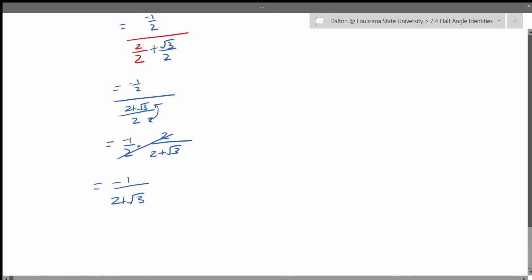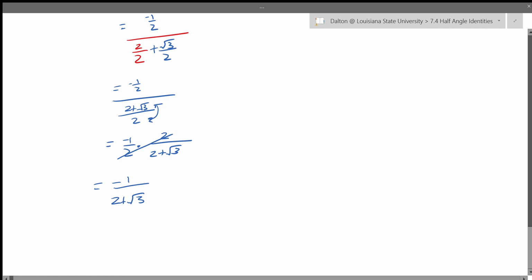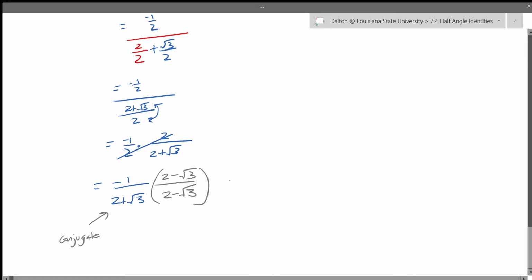And though it looks a lot simpler, it's actually not done because we have a radical in the denominator and that's not allowed in math. So if I multiply it by the conjugate of the denominator, that means if the denominator is 2 plus the square root of 3, I'm going to multiply it by 2 minus the square root of 3 over itself. And then I'm going to multiply straight across. So my numerator is pretty much fine, except that negative 1 will change the sign of both of these. And I'm going to have negative 2 plus the square root of 3.